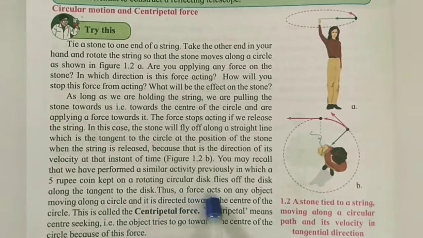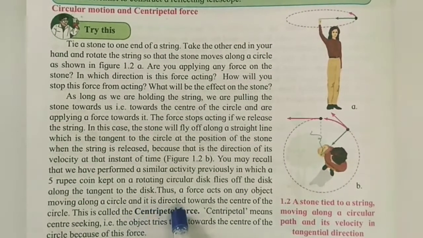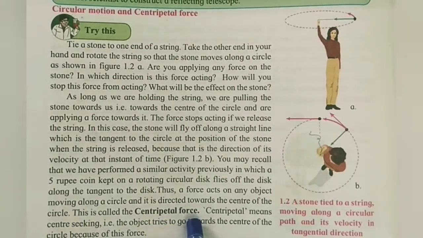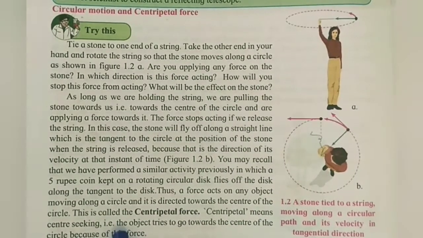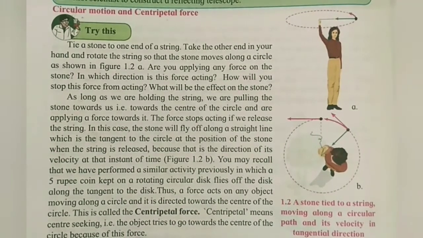Thus, a force acts on any object moving along a circle and it is directed towards the center of the circle. This is called the centripetal force. Centripetal means center seeking. That is, the object tries to go towards the center of the circle because of this force.